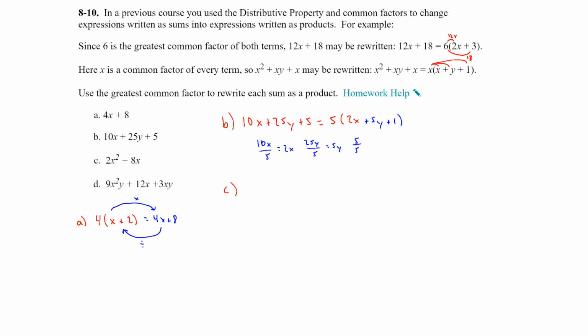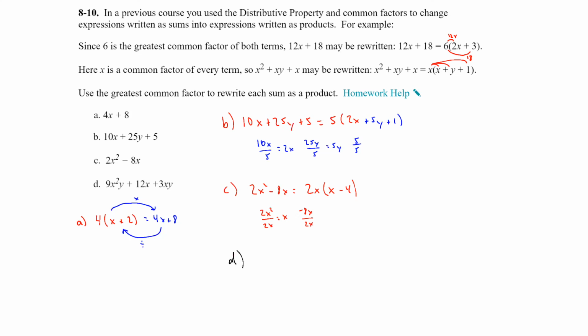C, 2x squared minus 8x. So 2 is what's in common between the 2 and the 8. But what else is in common? There's an x. So you also need to take that x out as well. So 2x times what? Well, what's 2x squared divided by 2x? The 2's cancel. Subtract your exponents and you just get 1x. Same thing, negative 8x divided by 2x. So that would be minus 4. Now you don't have to show that work, but I'm just showing you where these numbers are coming from.